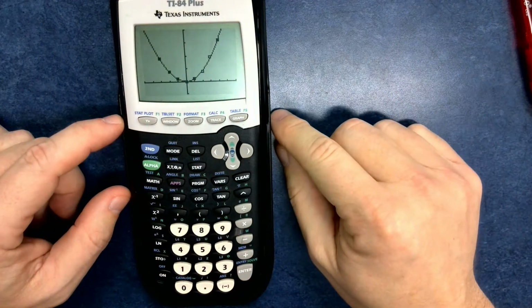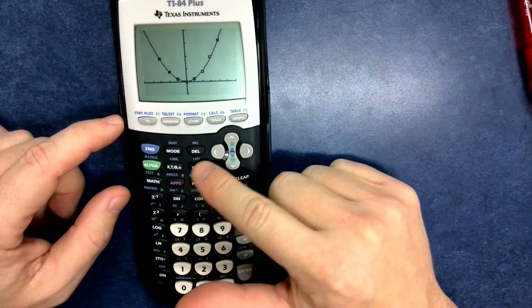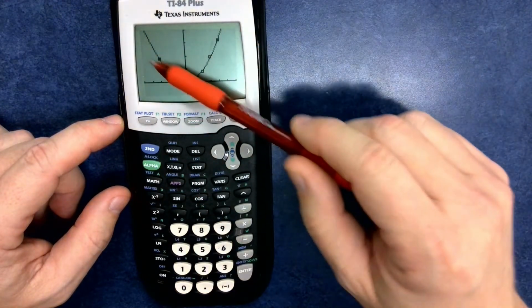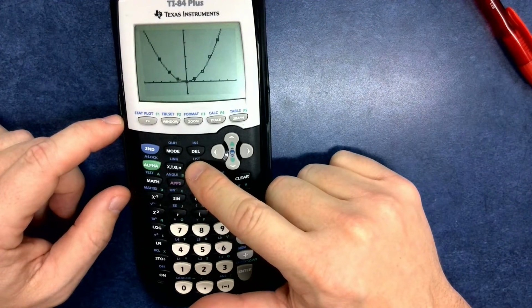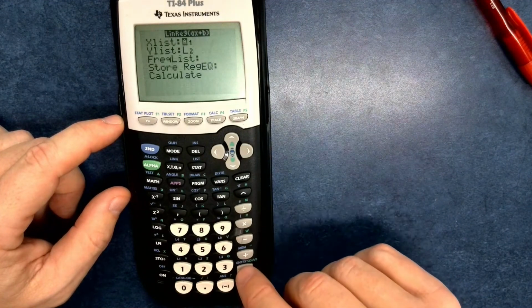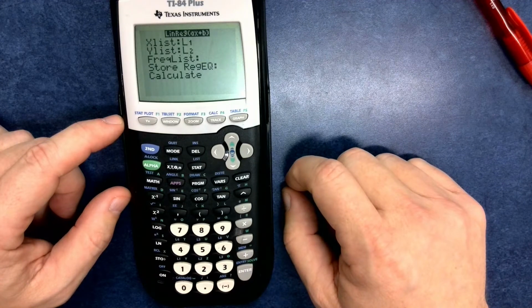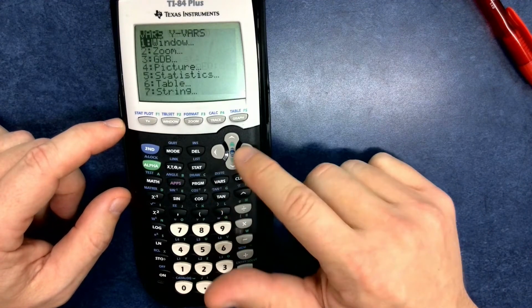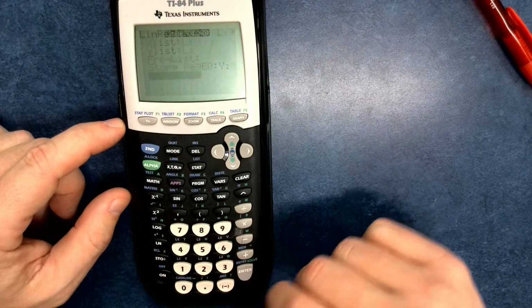I could still do this if I wanted to with a linear regression. But do you agree that these points don't look really much like they're in a straight line? I'm going to go ahead and show you the equation just so you can see it. Stat, calc, number 4, linear regression. And I'm going to go ahead and store that regression equation in y2. So I hit vars, yvars, function y2, and calculate.